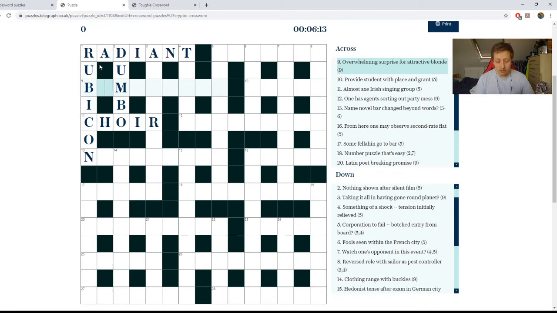9 across, which I really want to start bum, so I'm going to put bum there. It probably isn't. Overwhelming surprise for attractive blonde. Overwhelming surprise for attractive blonde.